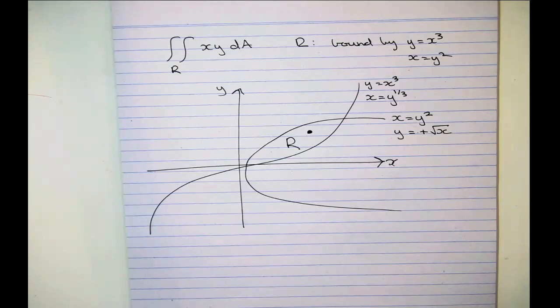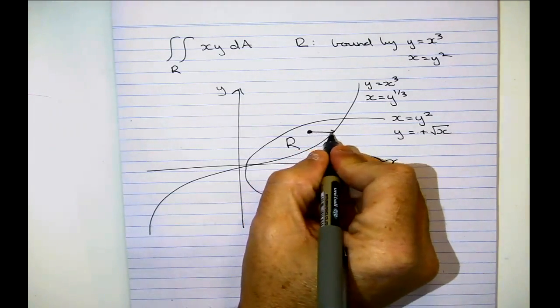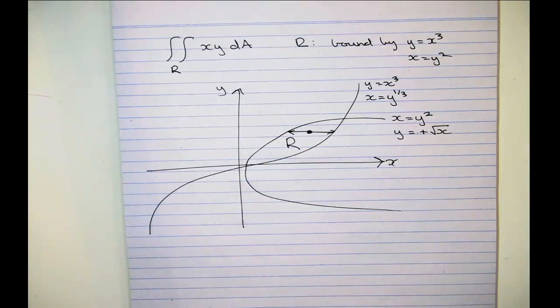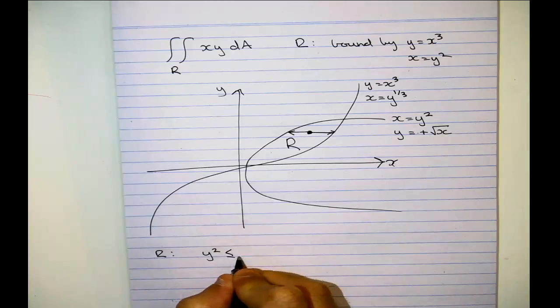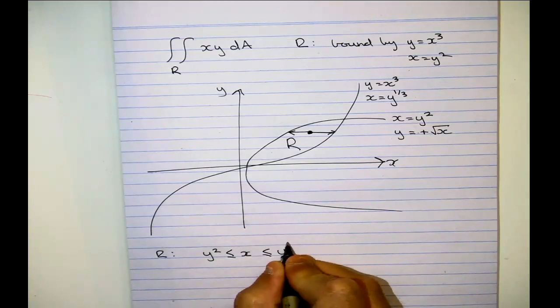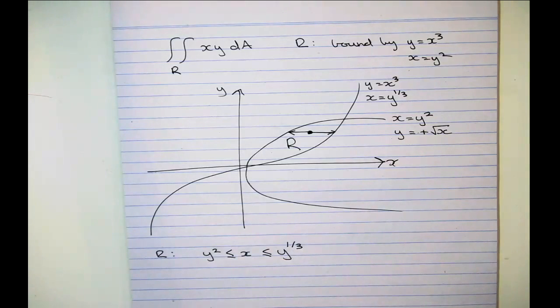If I'm going to integrate with respect to x first, I want the bounds of x going from left to right. So I imagine I do a small sweep in x. I could have this region described by x going from those curves, in the positive x direction, of course. So x goes from the left-hand curve, which is y squared, to the right-hand curve, which is x is y to the third. So that's my small sweep.